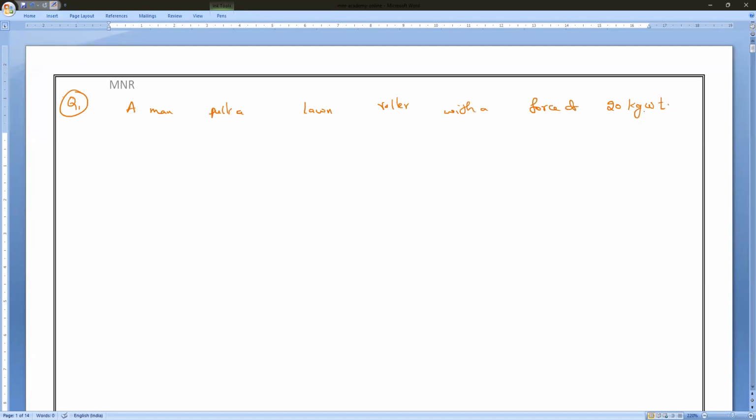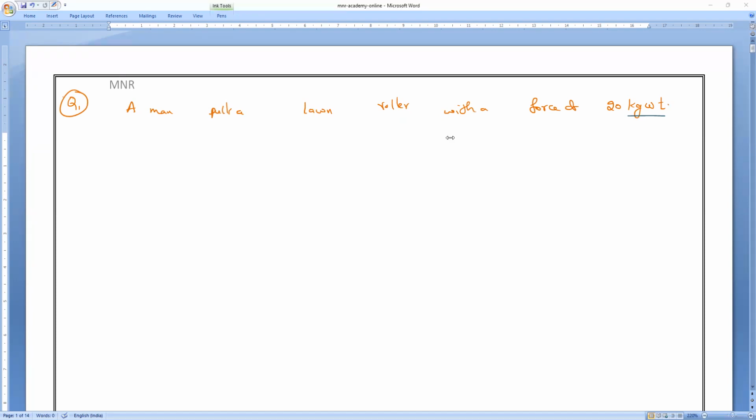I already taught you people. Anybody? What do you mean by kgWt? A force of, yes, please. Kilogram force, kgf. Very good. So kgf is the unit of force, weight. Is it right, Sanjay? So a force of 20 kilogram weight. So it is a unit of weight of force.